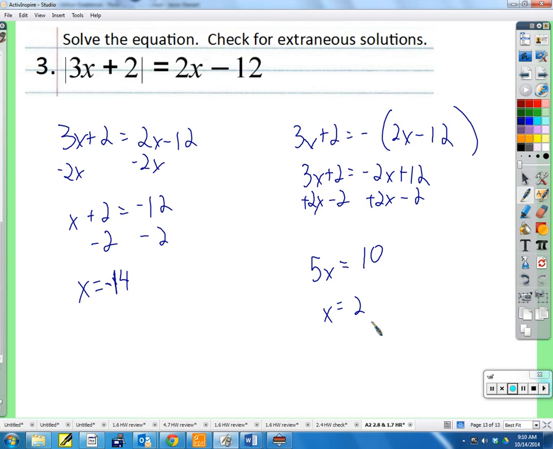They both come out negative on this side. 2 times negative 14 minus 12, that's negative 28, minus 12, negative 40. Well, that's not possible. I can't take the absolute value of the left side and wind up with negative 40. So this is not a solution. Plug in 2, 2 times 2 is 4, minus 12 is negative 8. Same thing, I can't take the absolute value of the left side and wind up with negative 8 like the right side winds up being.